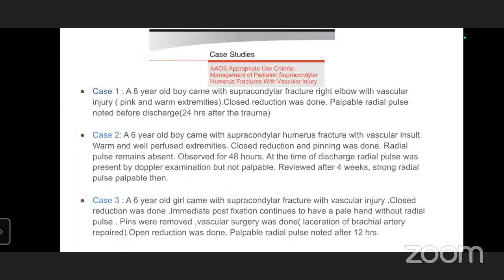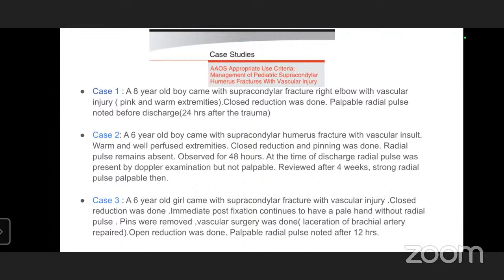Now, we did some literature search, and this was a publication in the Journal of the American Orthopaedic Society that reviewed three cases, a series. In case number one, an 8-year-old boy came with a supracondylar fracture with a vascular insult, with pink and warm extremities. Closed reduction was done and a palpable radial pulse was noted after 24 hours of the trauma, before the discharge.